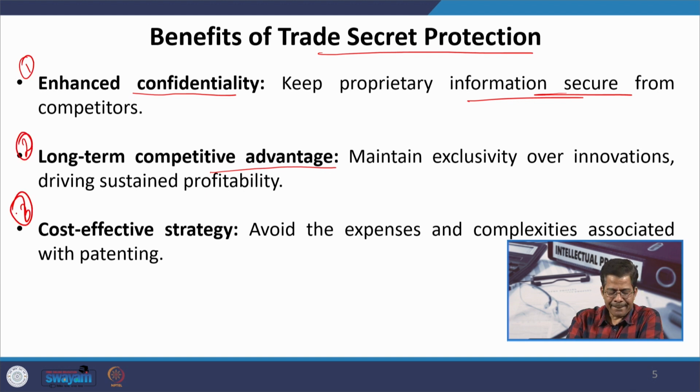The third is cost effective strategy, because there are no expenses, avoid the expenses, no charges of IP offices, no charges of annuity, no charges of PCT, etc. So, it is a very cost effective way, and therefore, sometime the only challenge in this case of trade secret, that you need to ensure that you are able to maintain this particular secrecy system in your organization. That is a very challenging thing.